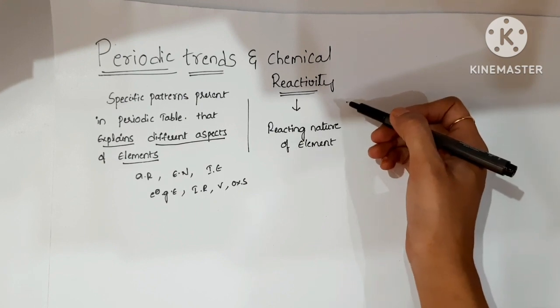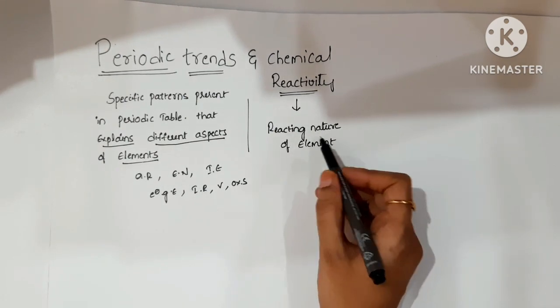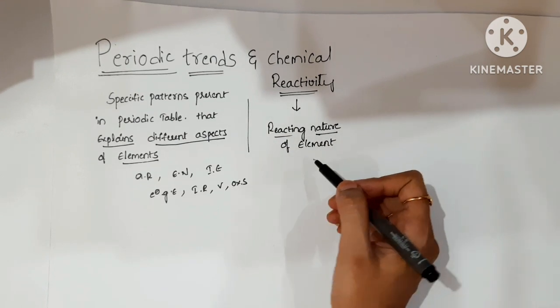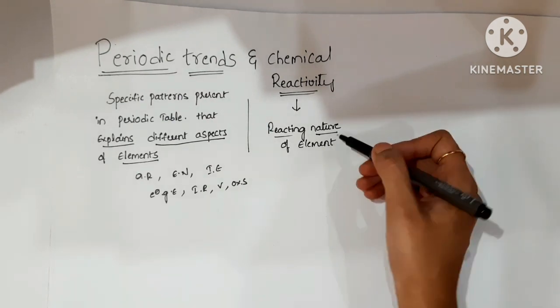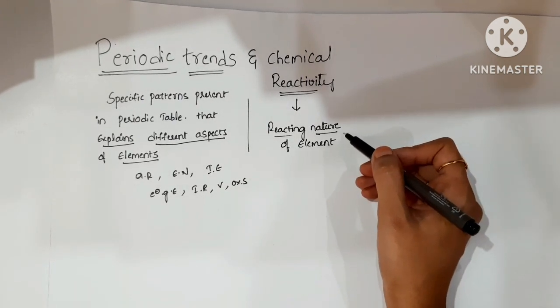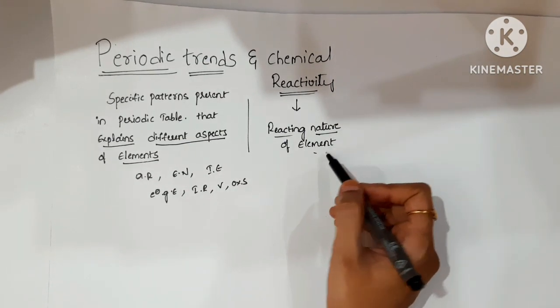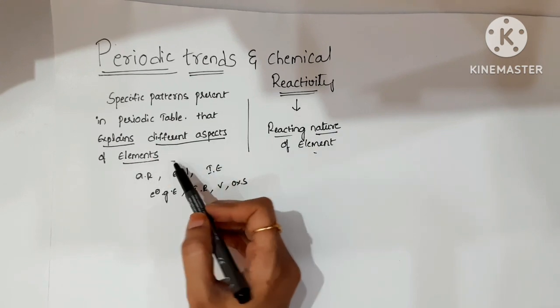Whereas coming to chemical reactivity, chemical reactivity means the reacting nature of an element: how one element reacts with other elements. So chemical reactivity means the reacting nature of elements, and periodic trends explain the different aspects of elements.